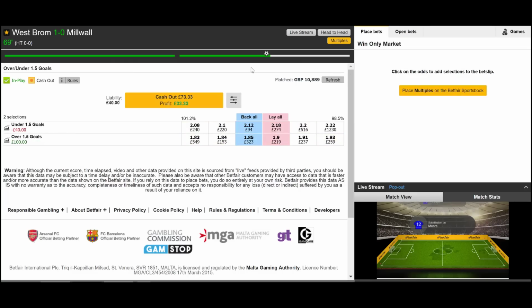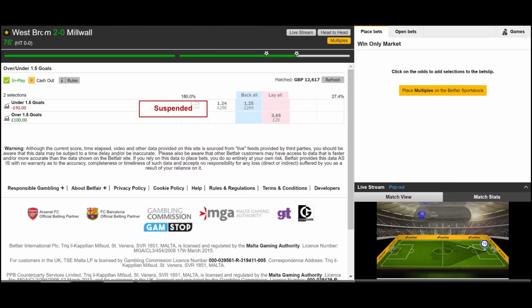Remember, our stop loss was at 1.10, and we've just moved it up now to 1.40, which effectively is giving us a free bet situation at winning this £100 stake. But anyway, let's see how this one develops. It's West Brom 1, Millwall 0, 69 minutes gone.